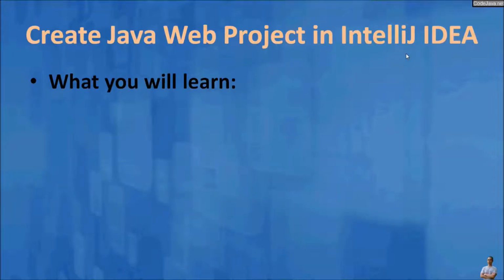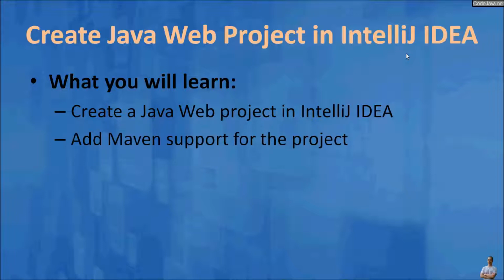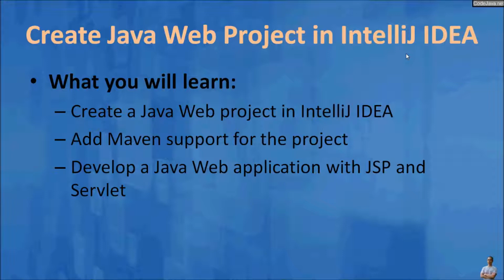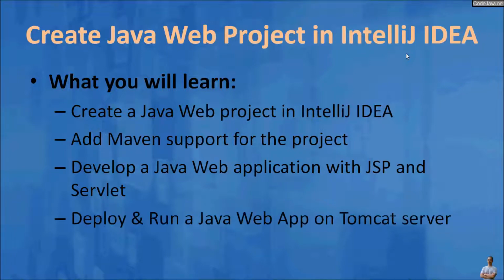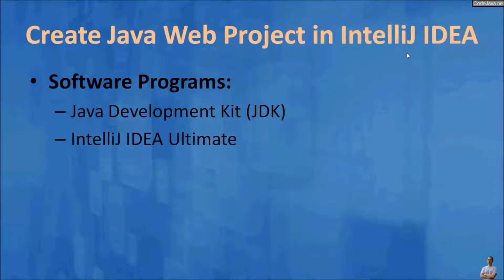Through this video I will guide you how to create a Java web project in IntelliJ IDEA, how to add Maven support for the project, and then develop a simple Java web application with JSP and Servlet, the core technologies in Java Enterprise Edition or Java EE. And you will also learn how to deploy and run a Java web application on Apache Tomcat Server right inside IntelliJ IDEA. To follow this video, make sure that you have installed the following software programs on the computer: Java Development Kit JDK, IntelliJ IDEA Ultimate version, and Apache Tomcat Server.